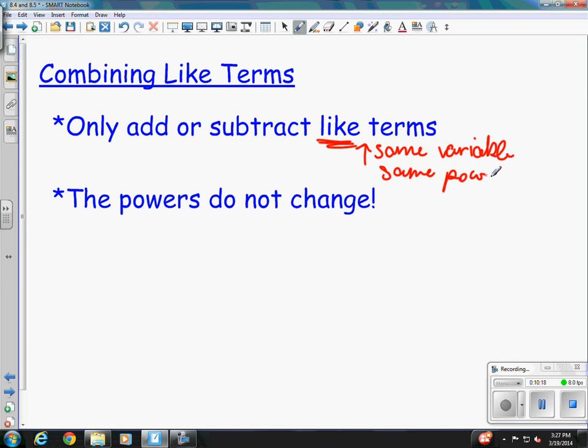That's the only way we can add or subtract them, is if they have the same variable with the same power. And lastly, just a quick reminder, when we're adding and subtracting, the powers do not change. I know we just finished a section on multiplying, raising to a power, and dividing monomials, in which we did work with the powers. When we add and subtract, we do not. We do not change the powers.